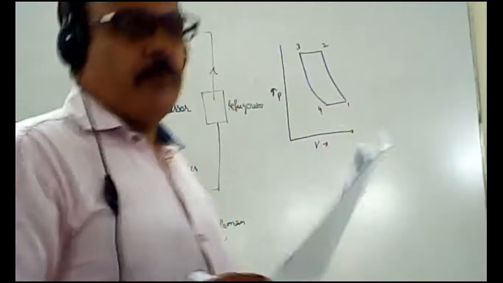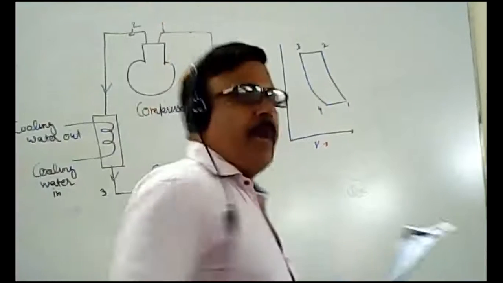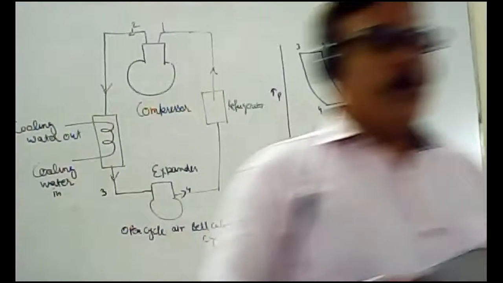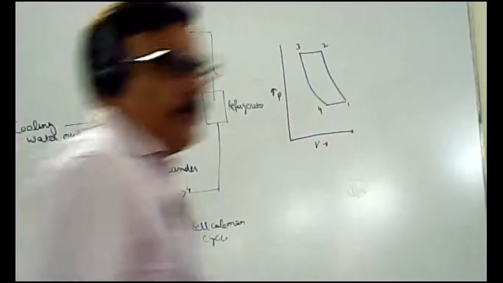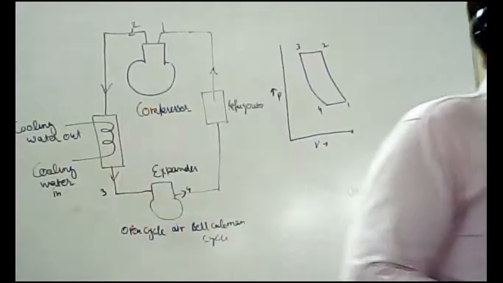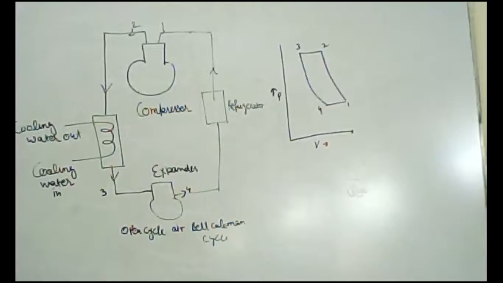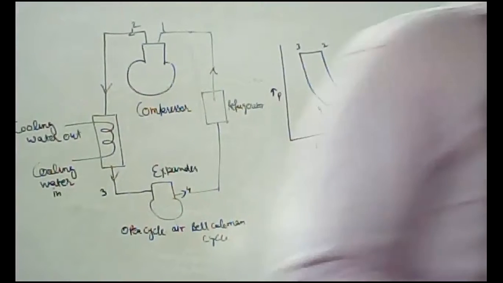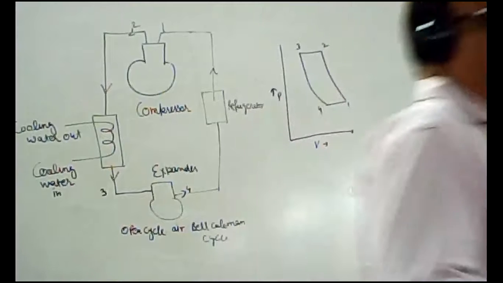Fine. Good afternoon, beta. So today I am going to start a new topic, the Bell-Coleman cycle. This type of cycle was used in ships for carrying meat from one place to another.